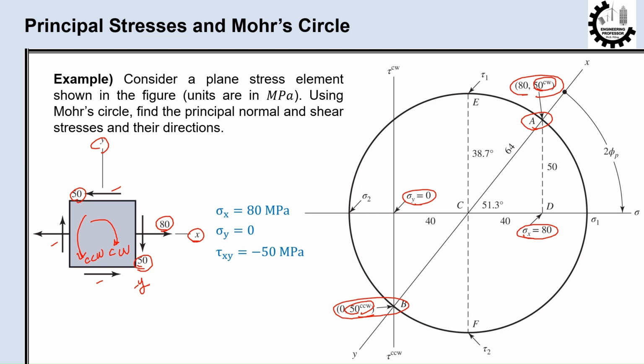The line AB forms the diameter of the circle since both points A and B are the same vertical distance, 50, from the sigma axis. The intersection of line AB with the sigma axis is the center of the circle, point C, which has the sigma value of the average of sigma x and sigma y, so it'll be at 40. And now we can draw the circle. From triangle ACD, we can find the circle's radius, which is the hypotenuse of this triangle. So the circle's radius is 64.